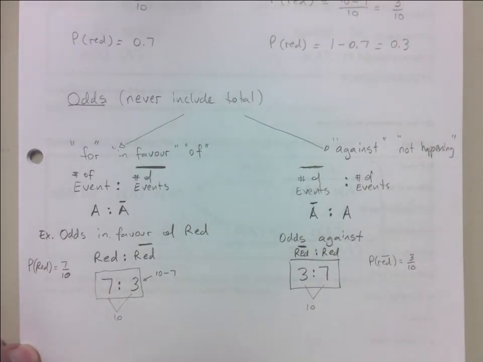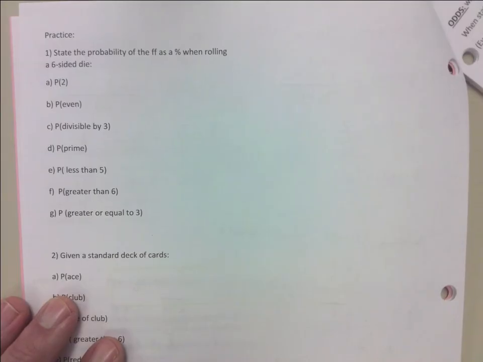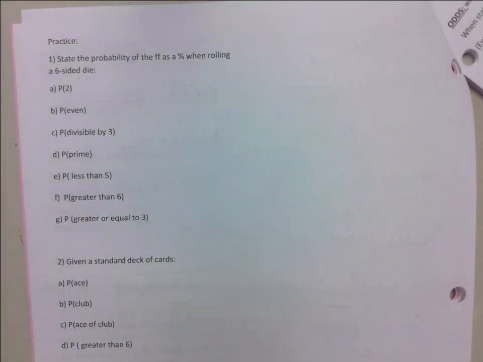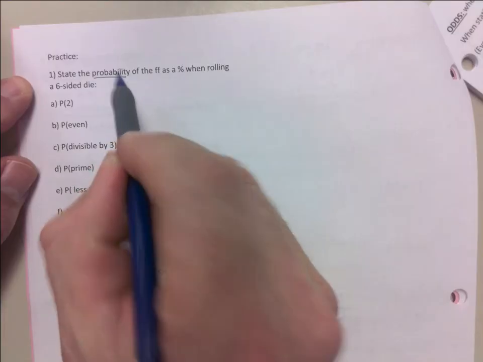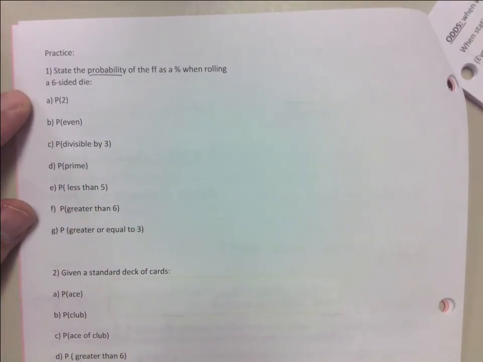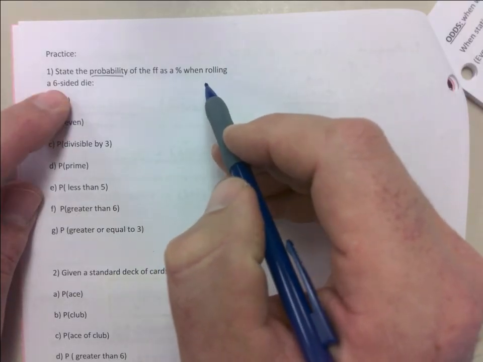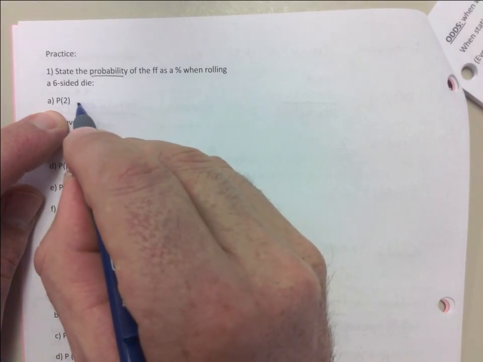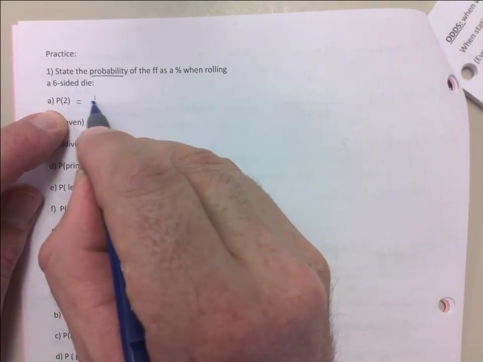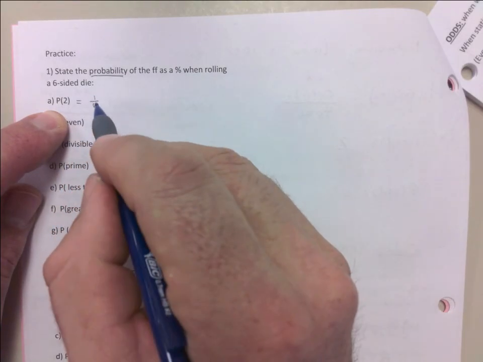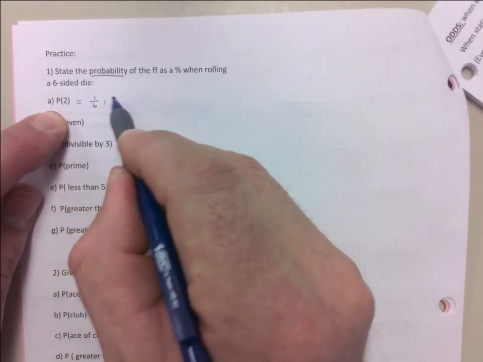Okay, let's do some examples here. On page 5 here, practice, state the probability. So we're just going to stick to probabilities first. State the probability of the following as a percentage when rolling a 6-sided die. So probability of rolling a 2, there's just 1 out of 6. I'll just go fraction for now.